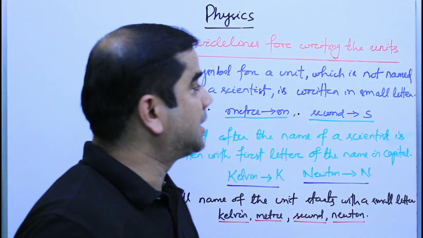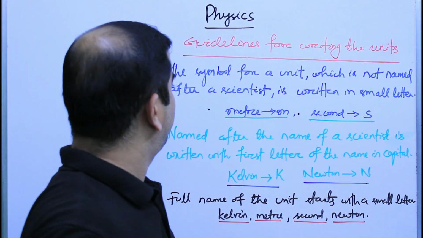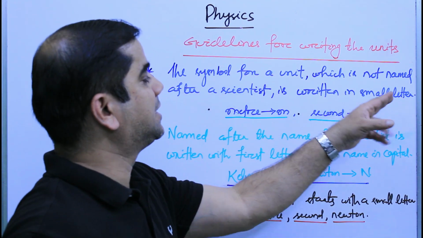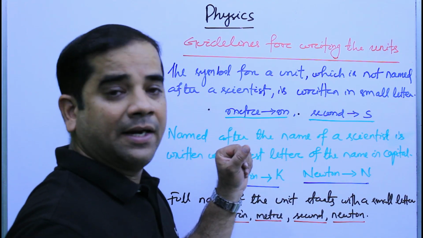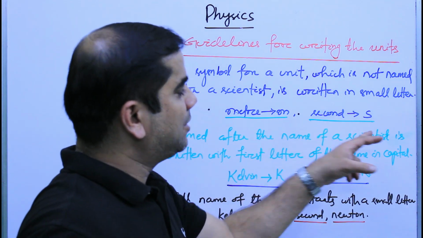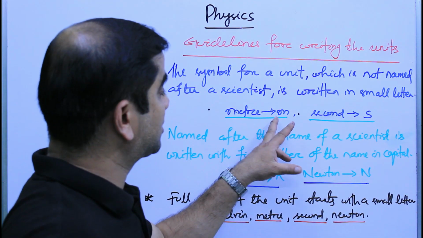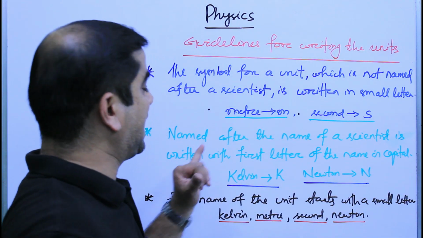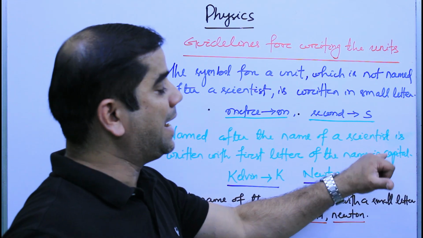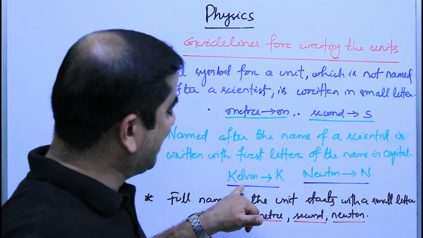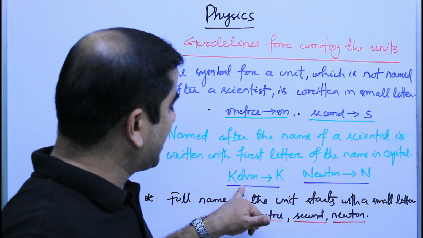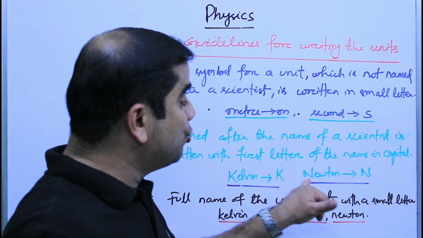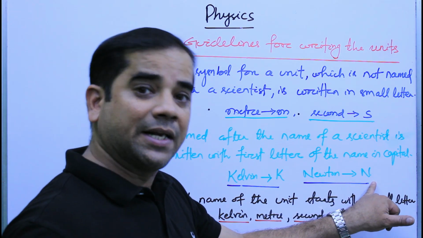Students, let us now discuss the guidelines for writing the units. The symbol for a unit which is not named after a scientist is written in small letter. For example, meter, which is written as small m, and second, written as small s. A unit which is named after a scientist is written with the first letter of the name in capital. For example, Kelvin, the SI unit of temperature, is written as capital K. Newton is written as capital N.